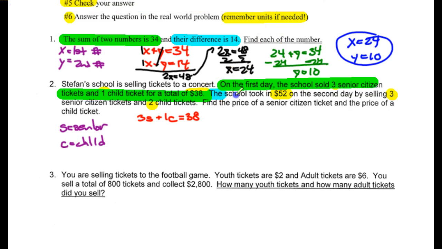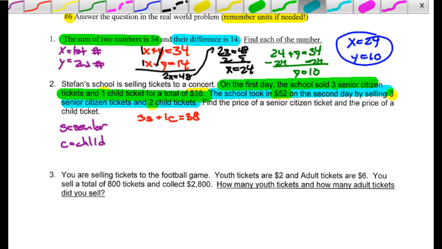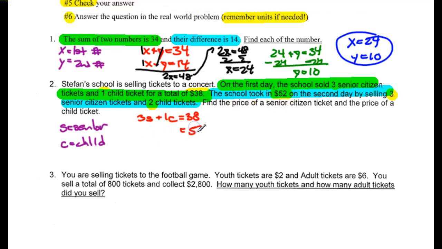Now I'm going to go to the second sentence and make my second equation. Now you see what they did? They tried to be a little tricky. They put the 52 first. That's the total, so I'm going to put the 52 here for the total, because remember, I want my S's and C's to line up. This 52 is not for the senior citizen or child ticket. It's the total money. Now what did they sell? 3 senior citizen tickets, so there's 3S again, plus 2 child tickets. That's my system.